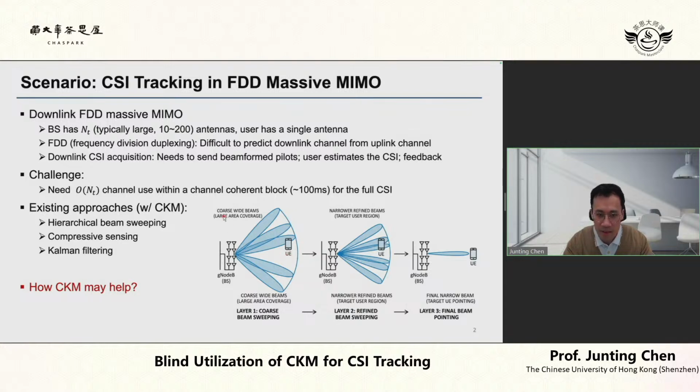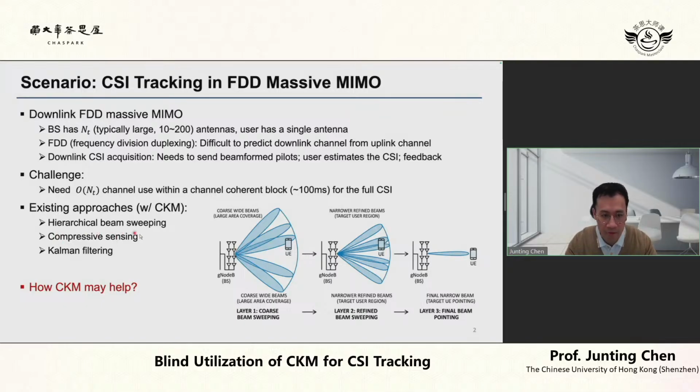Now, the reason that the base station can use a coarse wide beam is because it can sweep the entire area using just a very small number of wide beams. And then once we know the rough direction of the user, the base station can form narrower and narrower beams and eventually pinpoint the exact direction of the user, so that it can form a narrow beam to deliver a message to the user and enjoy a very high beamforming gain.